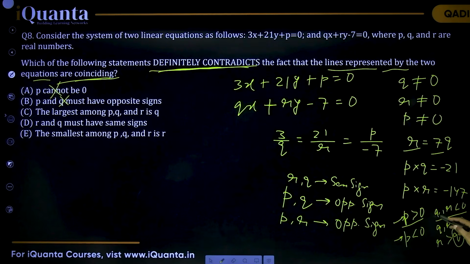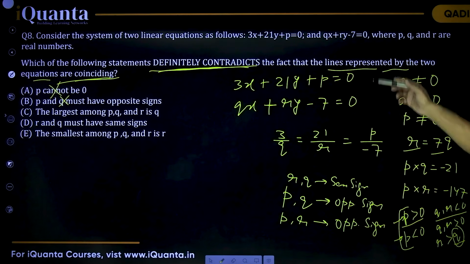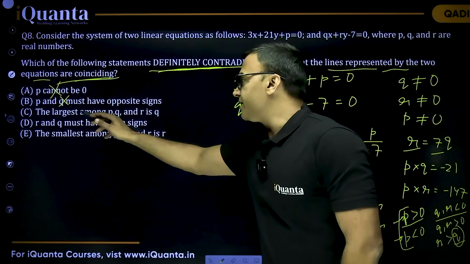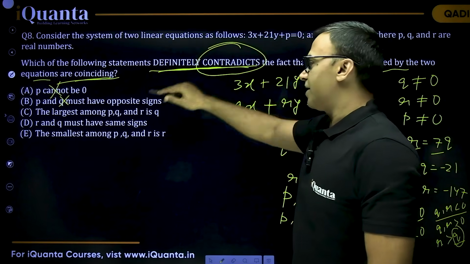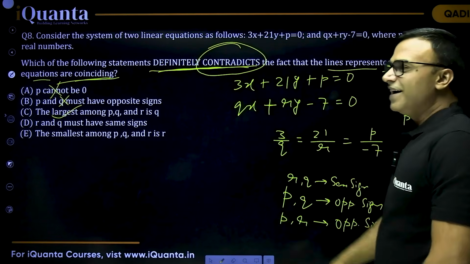Here P is positive, Q and R negative, so definitely Q is not the largest. When P is negative, in that case R is greater than Q, so there also Q is not the largest. All right. So what should it have been? Q is not the largest would be supporting this. Q is largest is definitely contradicting this. So this can be the answer. Okay? Right.